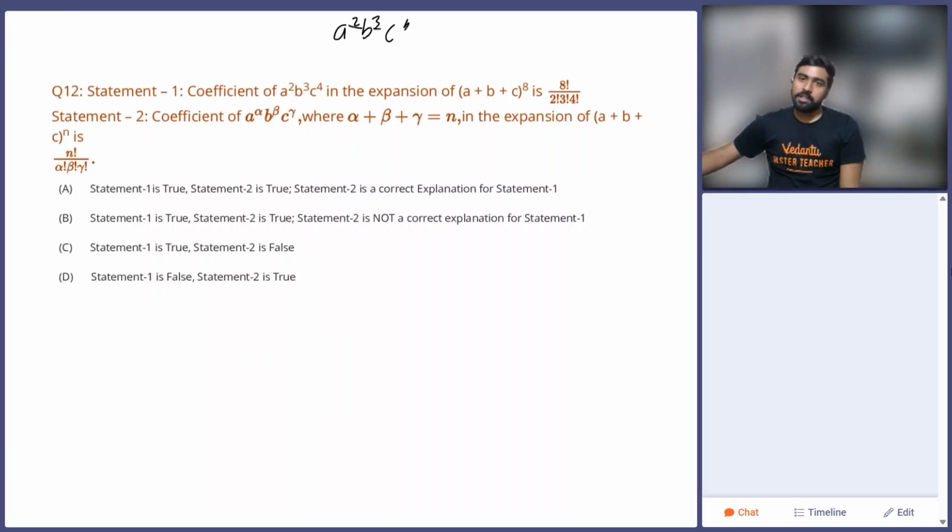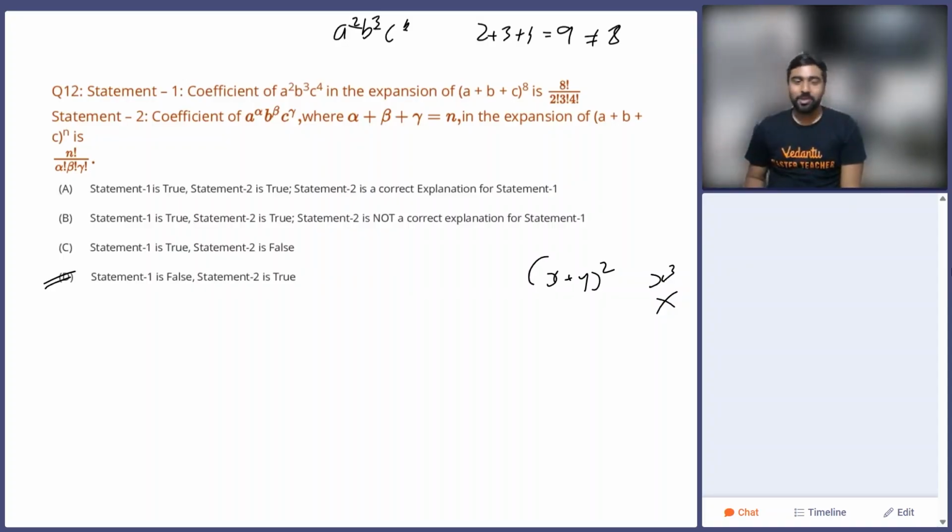We know that in the multinomial theorem, the sum of the powers of the variables a, b, c has to always be equal to whatever power you have. But here the sum is 9. It's not equal to 8. That's a bigger power, which is not possible. It's like saying (x plus y) whole square has an x cube term, which is never going to happen, right? So similarly, this statement 1 is directly false.